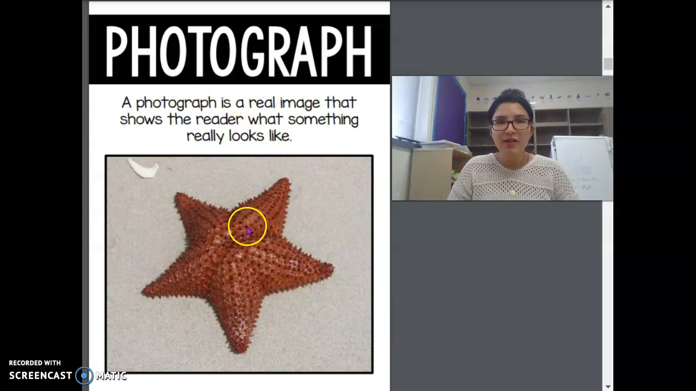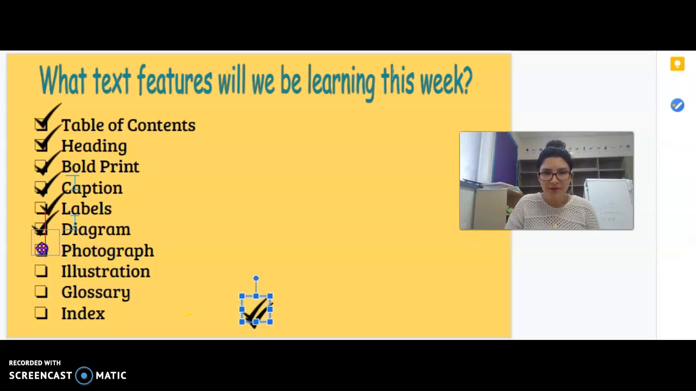All right, let's go back to our little text features slide and check off photograph and illustration. All right, so we went over photograph, a real image taken with a camera, and an illustration, which is a drawing. Okay, I hope you enjoyed today's little review of our text features.